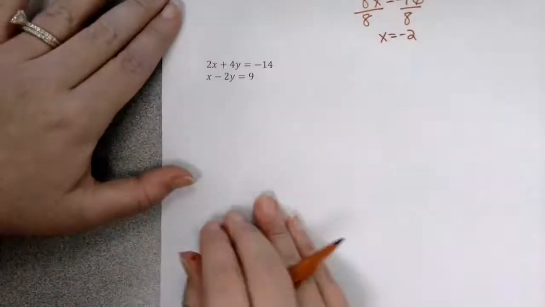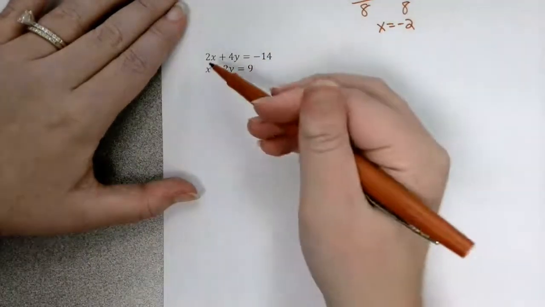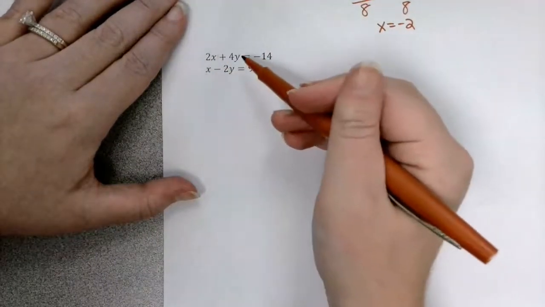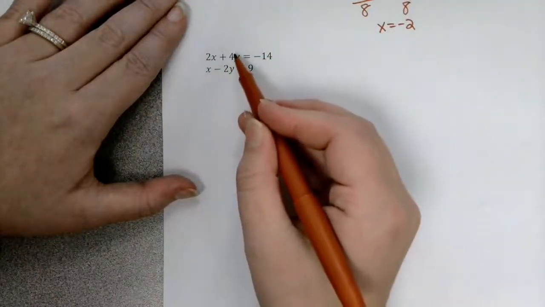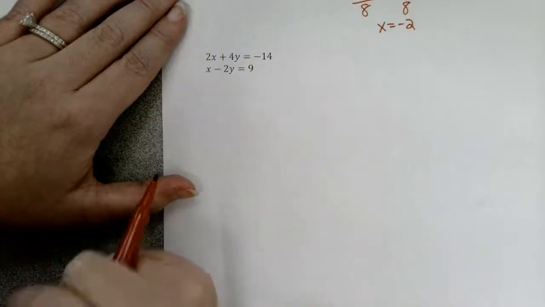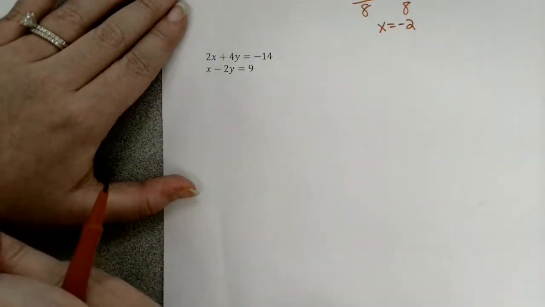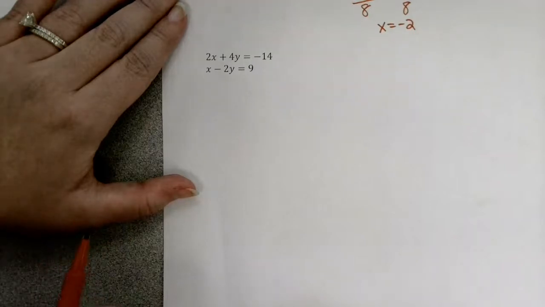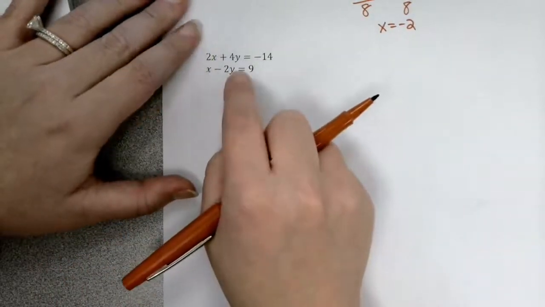So the first one was a little easier because we were able to just cancel out variables from the beginning. But we notice here that there is not any opposite coefficients. We have a 2 and a 1, a positive 4 and a negative 2. So we want to make opposite coefficients, and we can do that by balancing out the equation by multiplying one of them by a number. So I can do either. I can eliminate the x's or the y's.